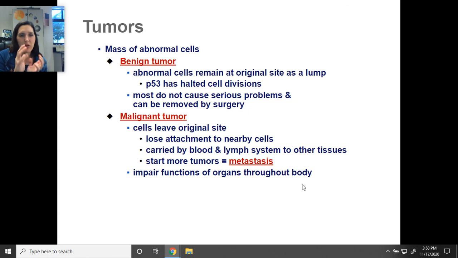Malignant is when it's a dangerous situation. The cells leave the original site, they lose attachment to nearby cells, and they're carried by the bloodstream or the lymphatic system to other tissues. And they start more tumors throughout the body. It metastasizes and spreads throughout the body. Impaired functions of organs throughout the body can happen with a malignant tumor.